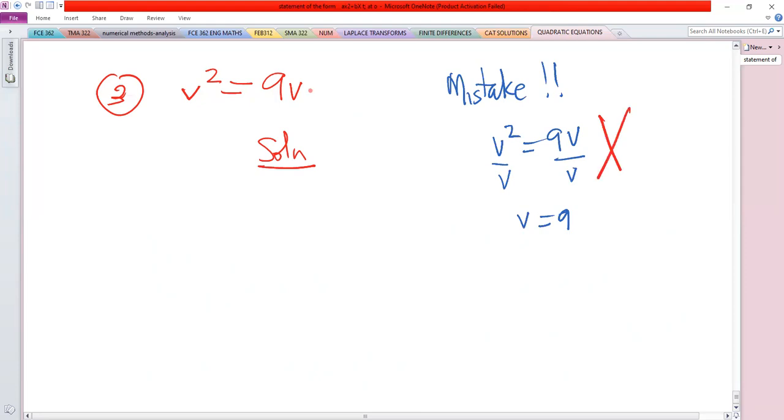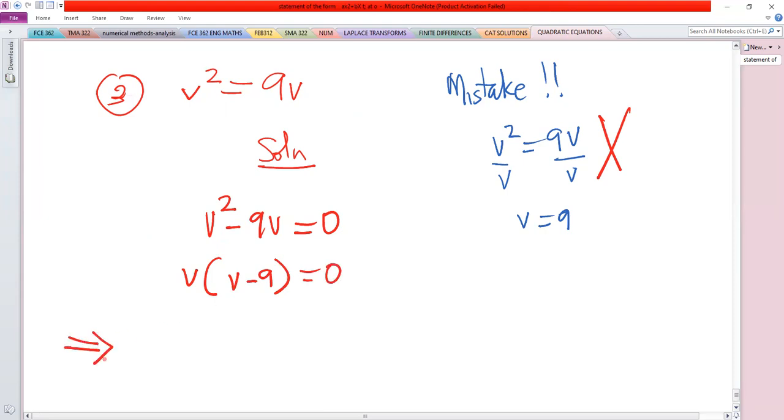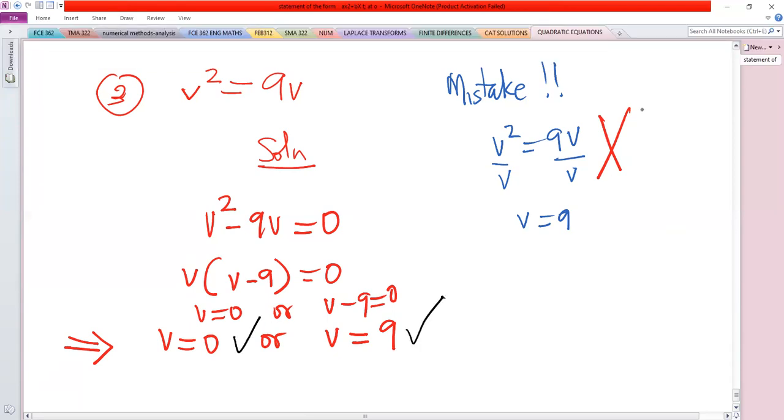So the first thing you have to do is take this to the left-hand side so that we have v squared minus 9v equals to 0, and then factor v into v times v minus 9 equals to 0. So using the zero product property of real numbers, this implies v will be 0 or v equals to 9. Of course, you'll have v equals to 0 or v minus 9 equals to 0. So this now, you get full marks for this, but not by dividing through by v and giving one solution.